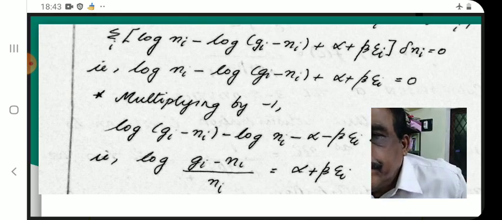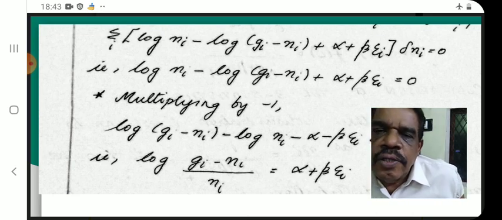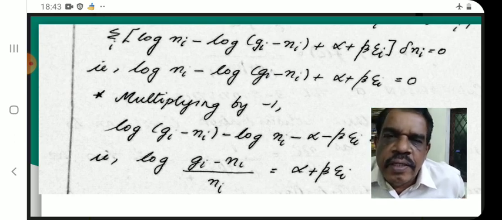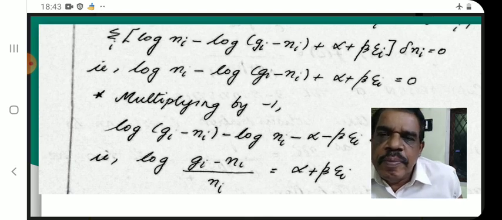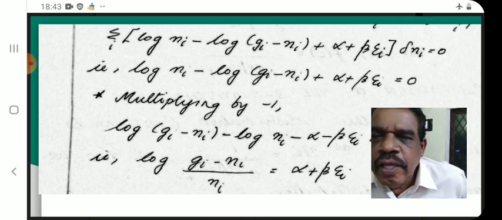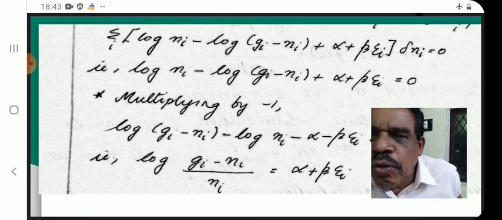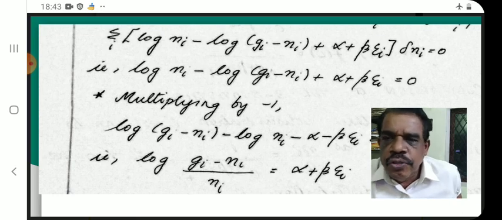So there are two products, sigma delta ni and the bracket term. The product of two terms is equal to 0, meaning the first term is 0 or the second term is 0. We equate the first term to 0. When we do that, we get log ni minus log (gi minus ni) plus alpha plus beta epsilon is 0.